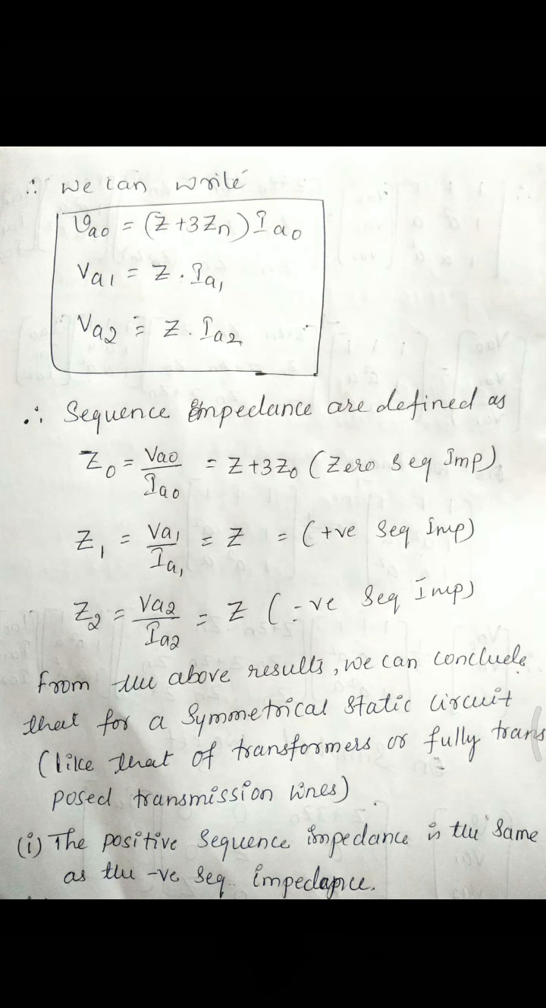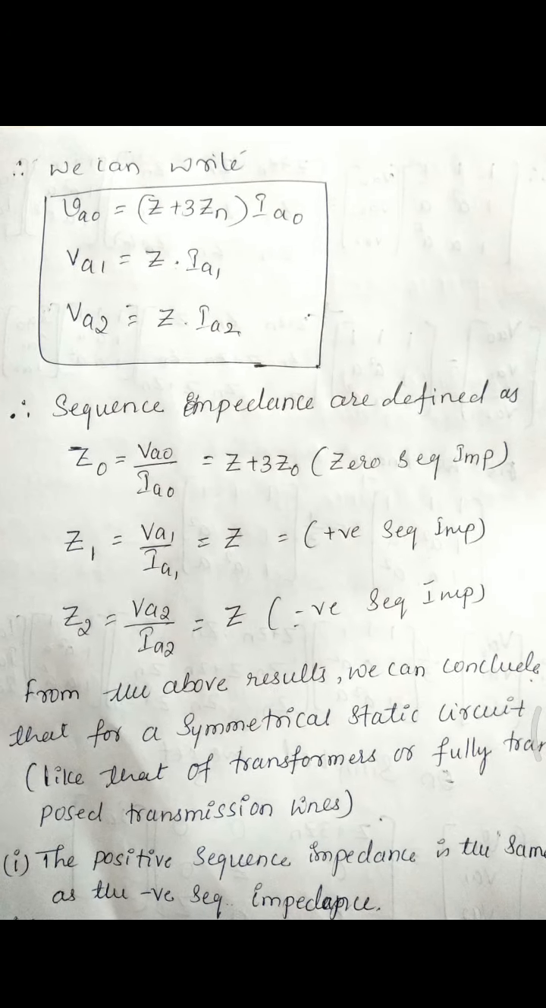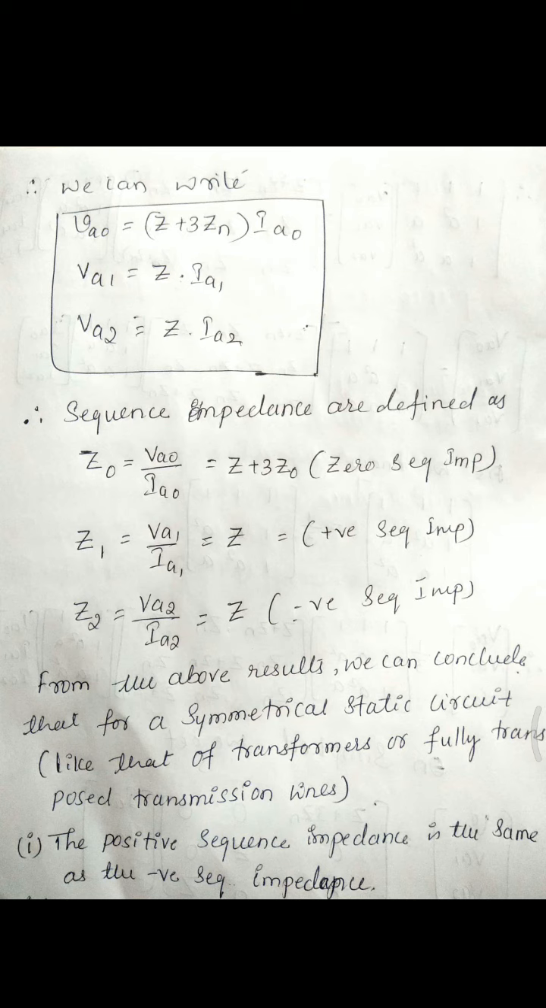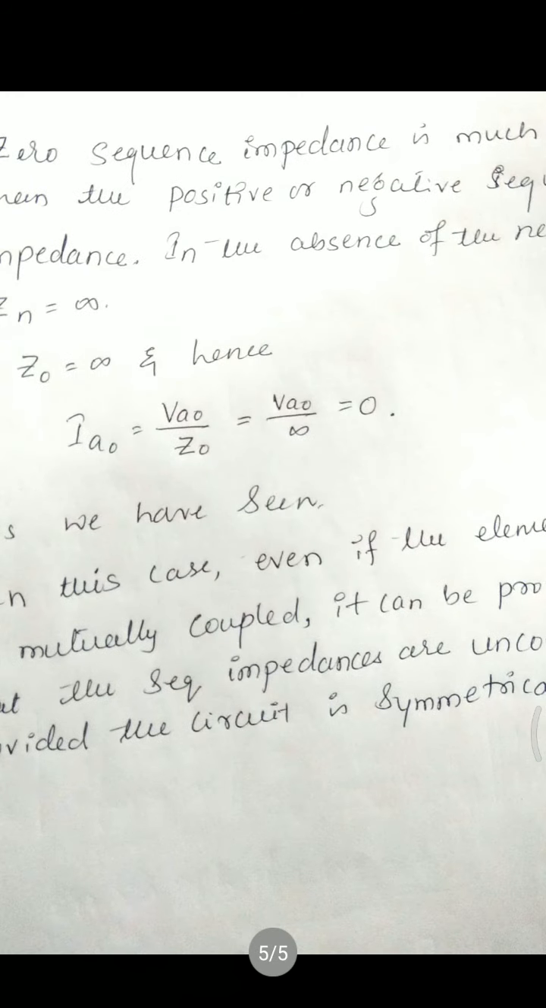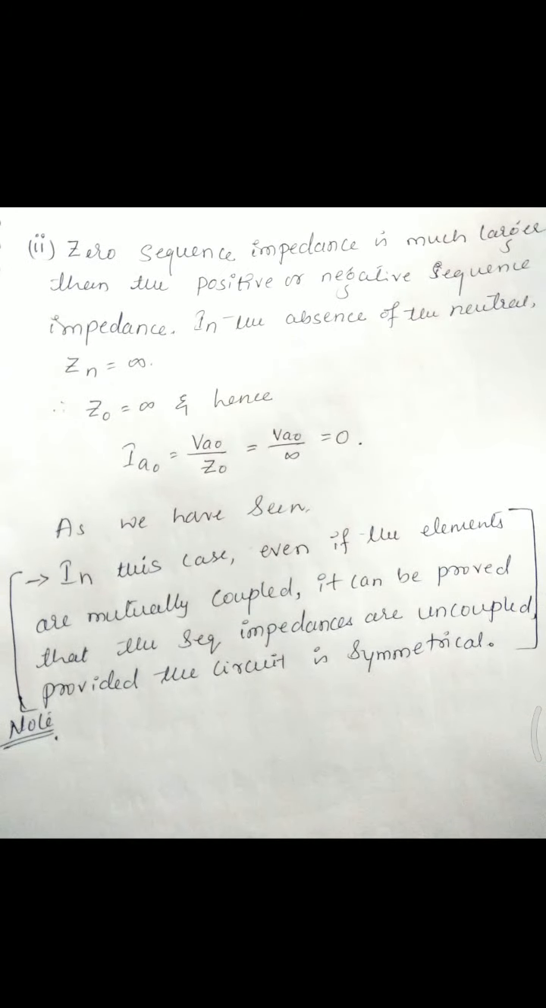From the above equations, what we can conclude is that for a symmetrical static circuit, like transformers or fully transposed transmission lines, remember this, we can give a conclusion on two points. First, the positive sequence impedance is the same as the negative sequence impedance. Second, zero sequence impedance is much larger than the positive or negative sequence impedance. In the absence of neutral, Zn will be equal to infinity, therefore Z0 is equal to infinity.